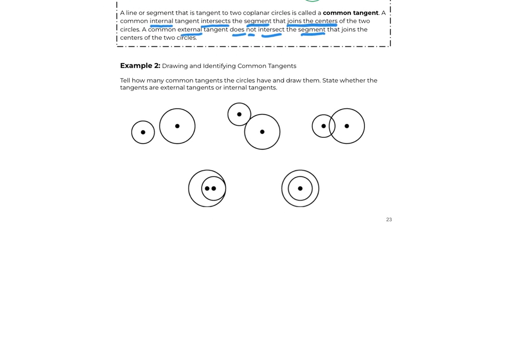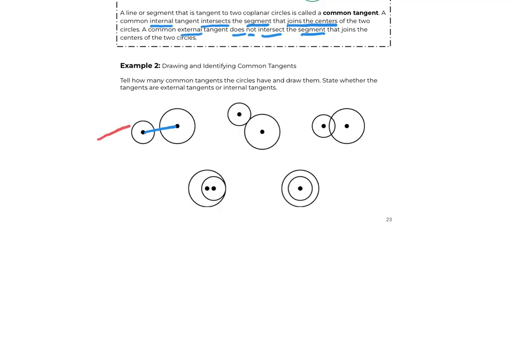Okay, so two questions down here. First of all, they're going to ask us how many common tangents these two circles have. The first thing I'm going to do is connect the two centers together. Those are not tangents, but I'm going to connect the two centers together because we're going to use that in just a second.